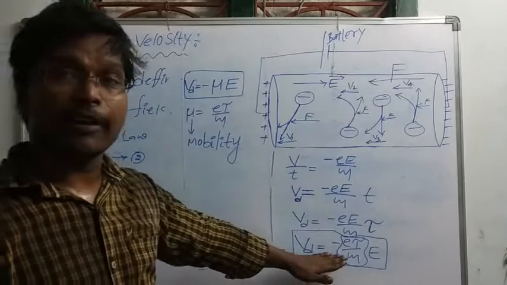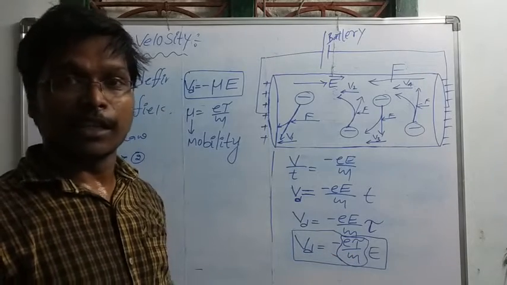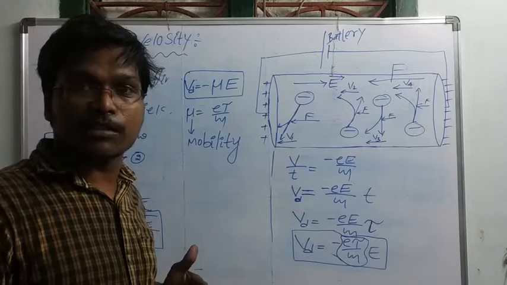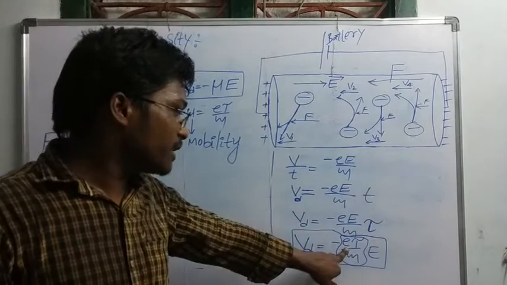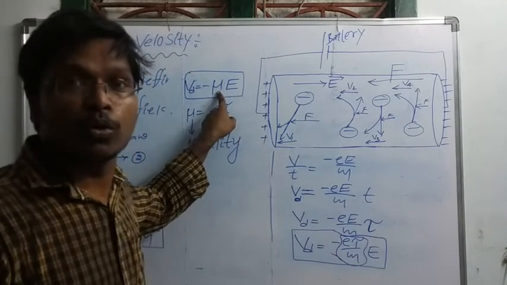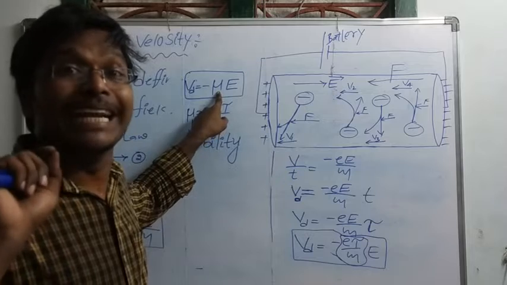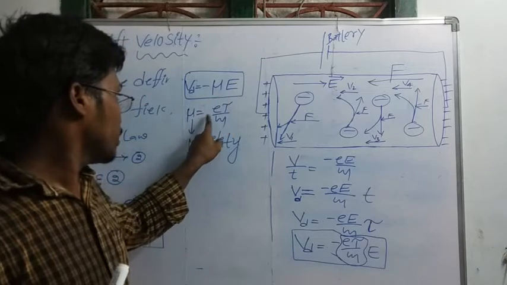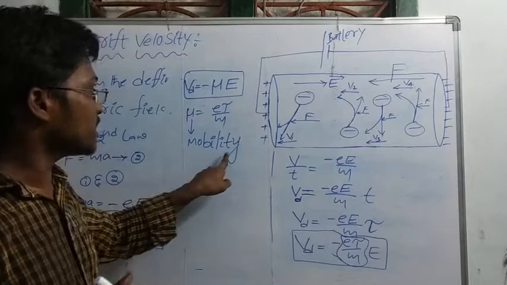Remember, this is our final expression of the drift velocity. In the drift velocity, I am making some conversions. Instead of this term, I am writing mu. Mu is nothing but mobility. So mu is equal to e tau by m. This is the mobility.